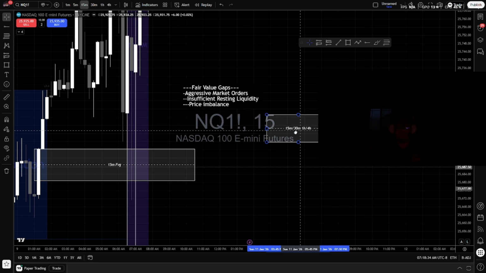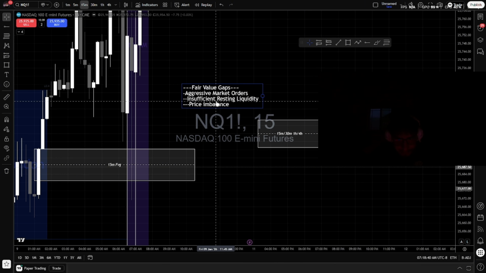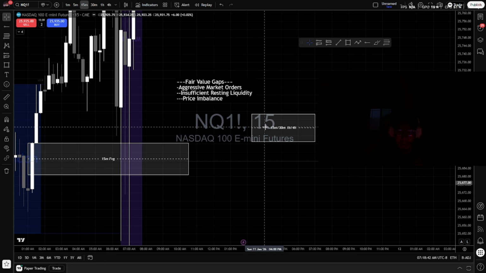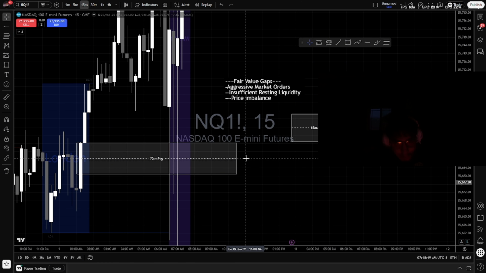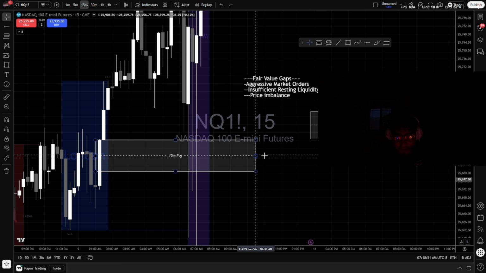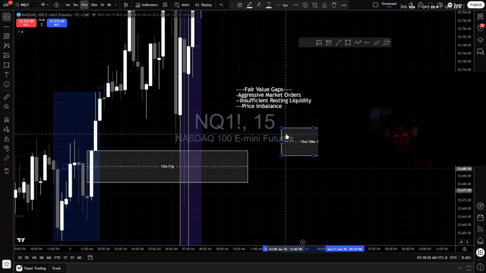And the reason why these gaps are so important is because there are a lot more resting orders there. There's more insufficient resting liquidity in the market. So price will naturally come back and be attracted to those gaps, to fill those orders that never got filled in. Now, it is important that I say not all orders get filled in.